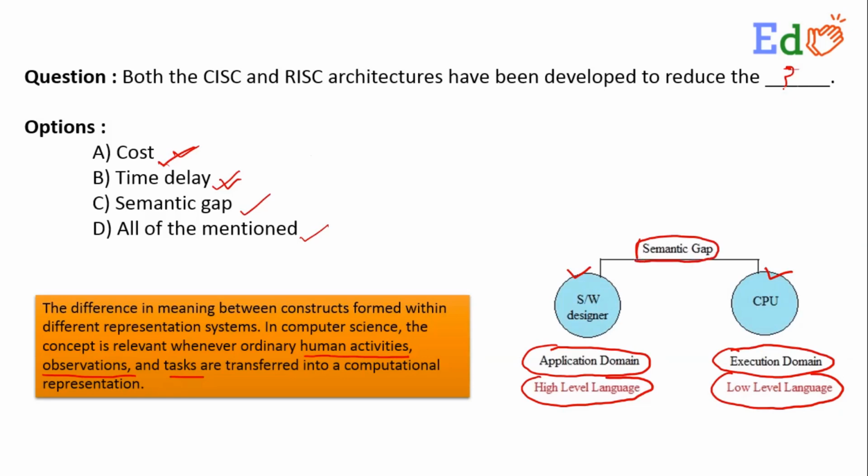semantic gap. Okay, so the question was, both the CISC and RISC architecture, that means the processors, have been developed to reduce what? So the answer is semantic gap. So processors are always designed to reduce this semantic gap.